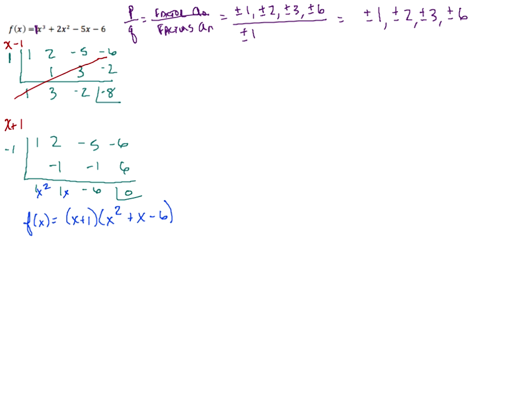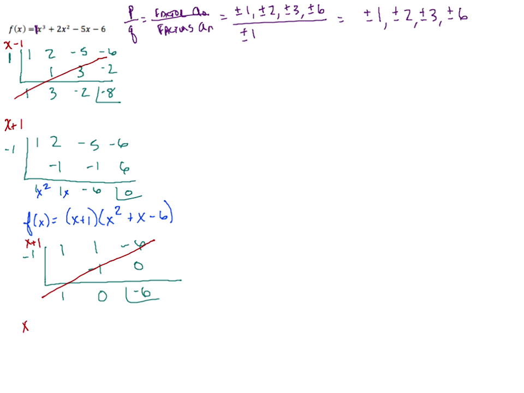I need to check negative 1 again because it has not failed yet, just in case it's in there more than once. Negative 1. I use my new coefficients, 1, 1, negative 6. Combine down, multiply, combine down, multiply, combine down, fails. So this is also an x plus 1, a second x plus 1, but it failed.